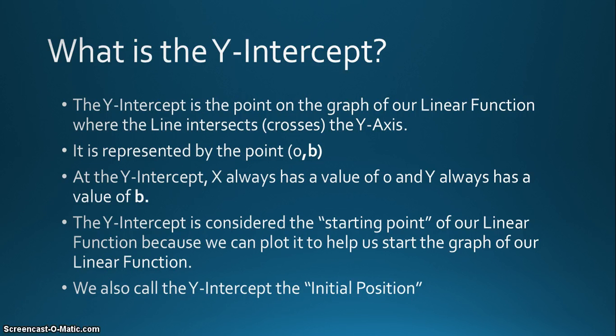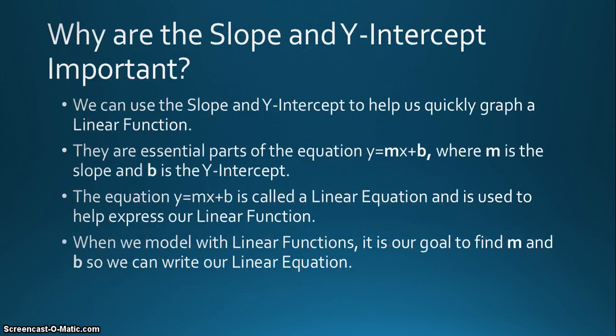And we consider the y-intercept the starting point of our linear function because we plot it to help us start the graph of our linear function. So we plot the y-intercept, then use the slope to help us draw the line. We also call the y-intercept the initial position because it's our starting place. So why are the slope and y-intercept important?